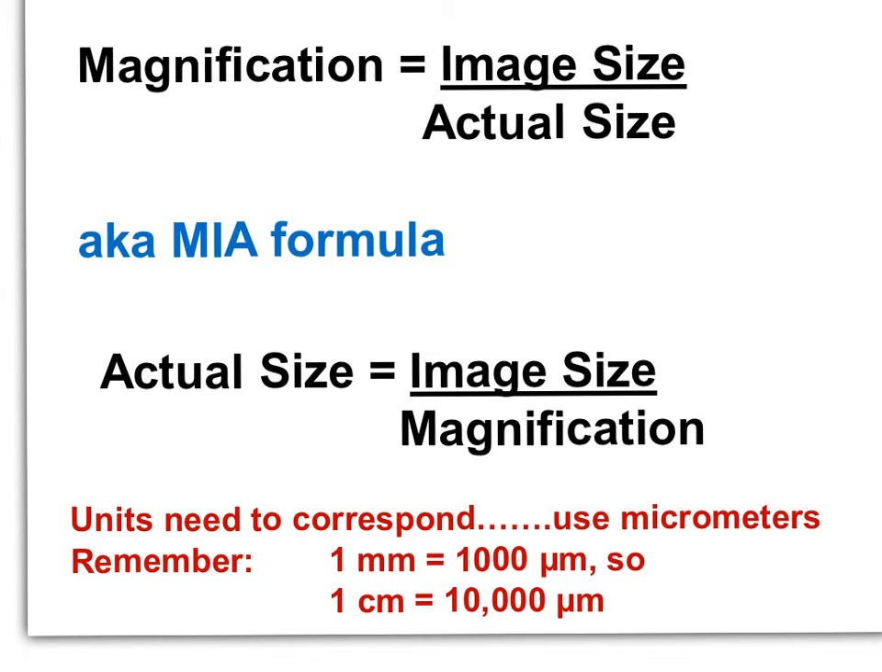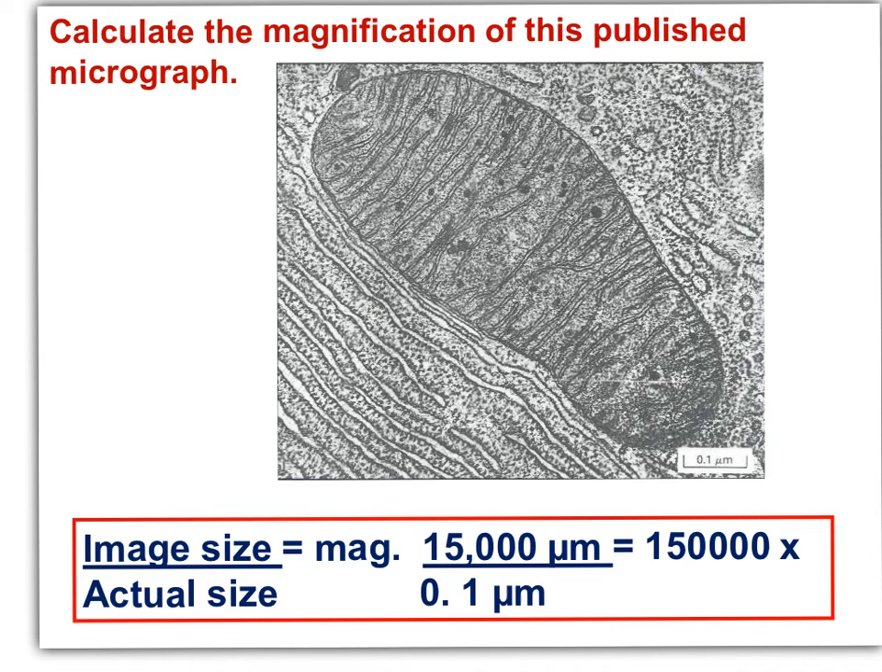magnification. All units need to be the same for actual size and image size, so you will need to remember some metric conversions. 1 millimeter is equal to 1,000 micrometers, or 1 centimeter is equal to 10,000 micrometers. So back to the mitochondrion, the easiest approach is to use a ruler to measure the length of the given scale line. Let's measure this as 1.5 centimeters in length. That's equal to 15,000 micrometers.